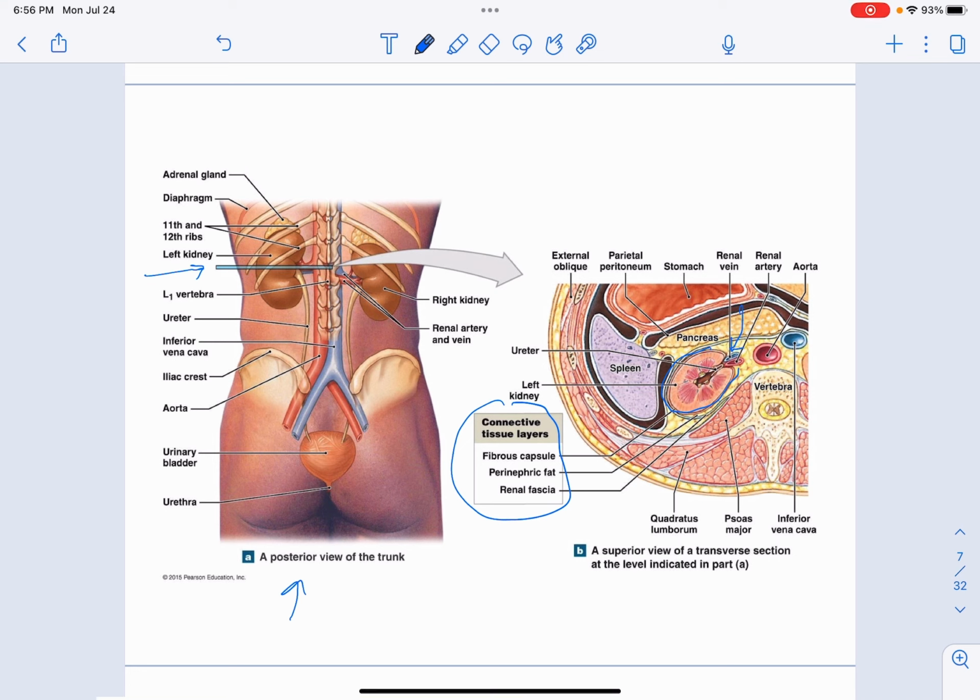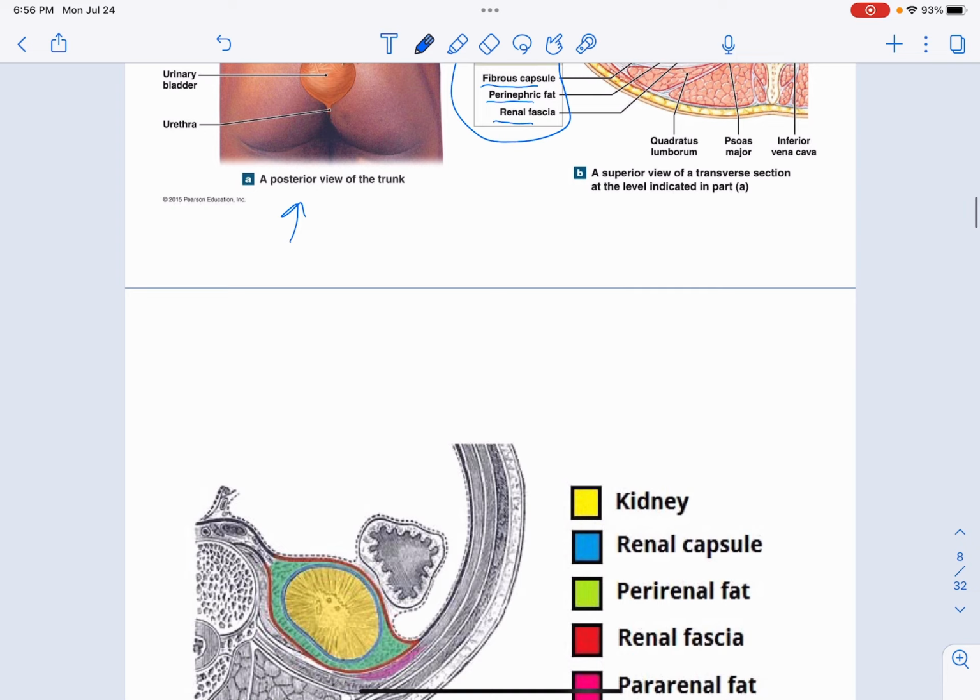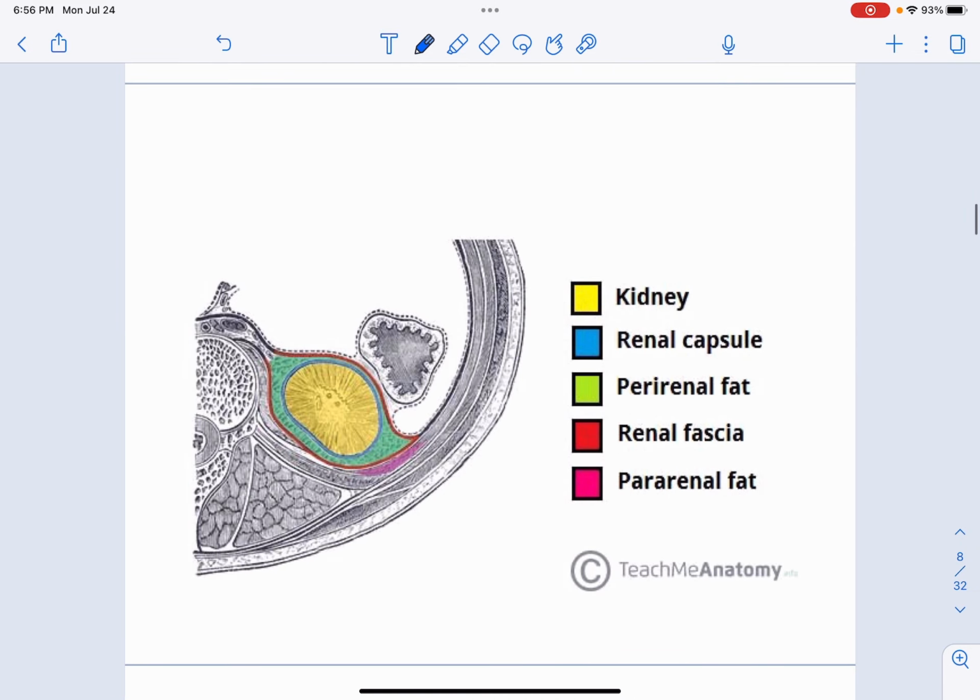All right, so on the outer layer of the kidney, you're going to get that fibrous capsule. And then outside of that fibrous capsule, there's going to be some fat. And then outside of that, there is renal fascia. And I actually have a close-up view of this that I found on Teach Me Anatomy that I think is a little bit more helpful. So we're going to stray from your book for just a second.